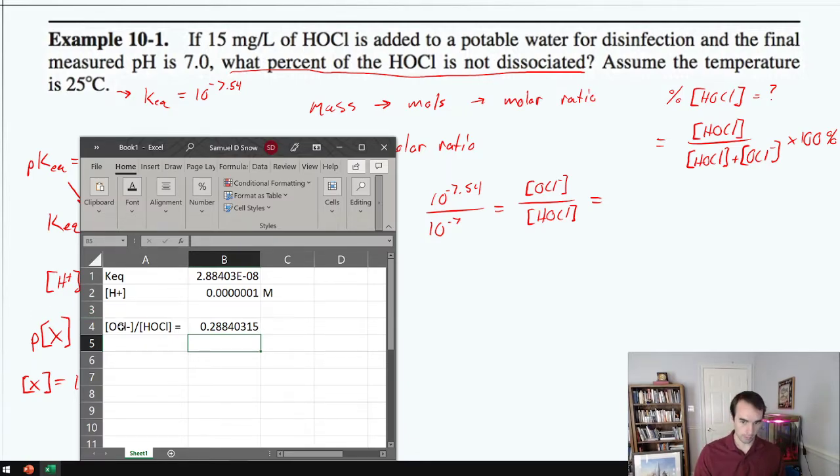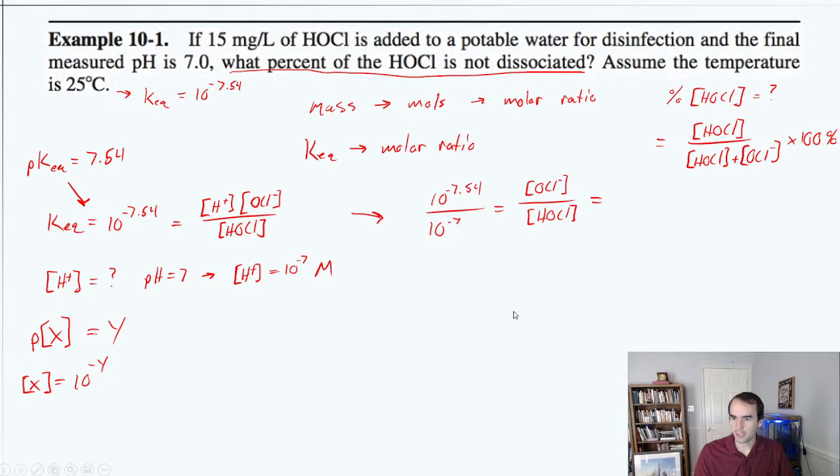That's telling us that there is less OCl minus than there is HOCl, which makes sense because it's slightly more acidic than the pKa. So since our pH is 7, and this is 7.54, anything lower than that is going to make it so that we have more of the protonated version of our molecule. Okay, so 0.288 for that. So that's our value there.